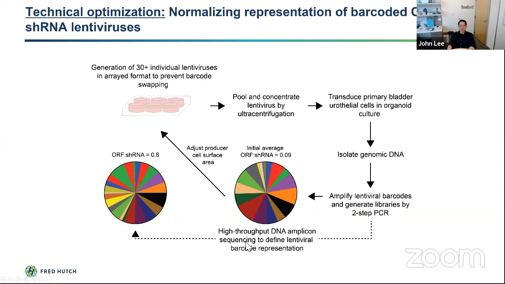When we performed sequencing, as expected, the initial average ratio of open reading frames to shRNAs was something like 0.1, indicating that shRNA lentiviruses are made much more efficiently than open reading frame lentiviruses. We used this information to adjust the producer cell surface areas and went through this process again. By doing so, we could nearly normalize the production of these lentiviruses, such that the ratio of open reading frames to shRNA was now 0.8. So having established these various parameters, we decided to go forward.